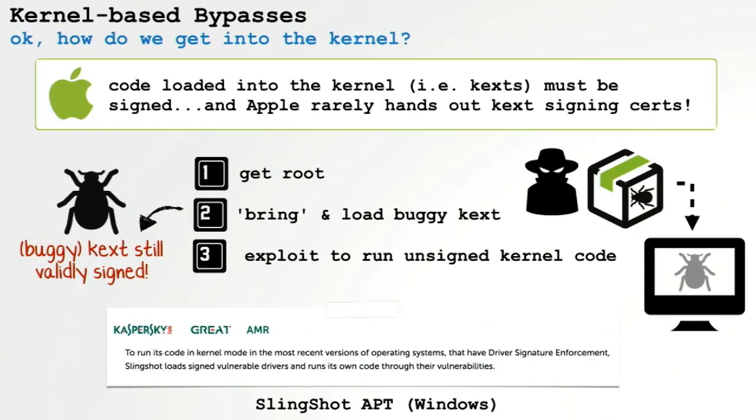Now a valid question is, how do we get code running in the kernel? Recent versions of macOS require kernel extensions to be signed. So one way is just to bring a third-party driver that has a vulnerability along with you to the target. You then load that driver, it will be allowed because it's validly signed, and then you can exploit the vulnerability. So for example, we could bring the Little Snitch kernel extension, load it, and then exploit it. Eventually Apple does blacklist some of these extensions, but not for a very long time, and this is obviously only if they know about the vulnerability. This is interesting because the Slingshot APT group did exactly this on Windows to bypass Microsoft's kernel code signing enforcement.